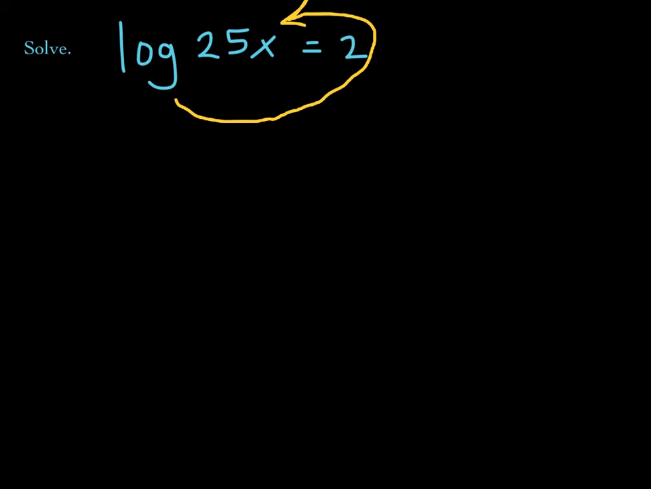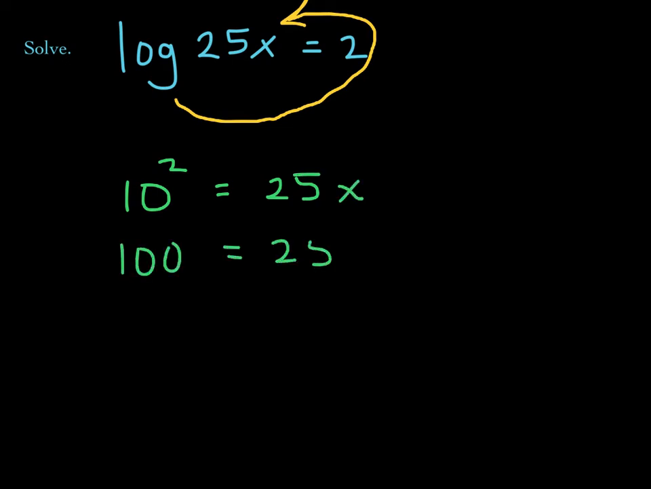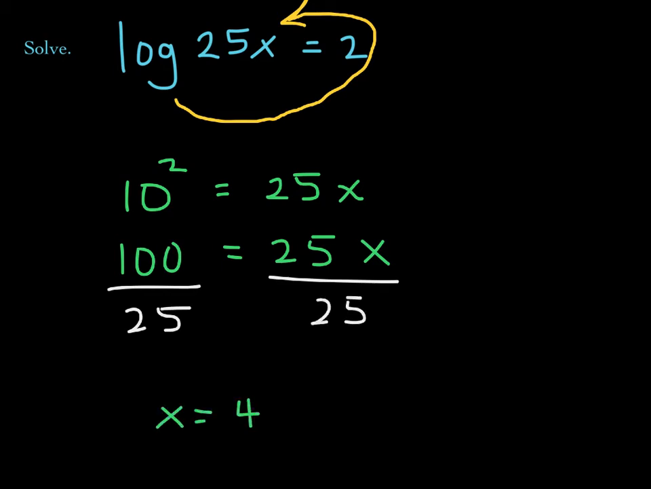So the equivalent exponential equation would be 10 squared is equal to 25x, or 100 is equal to 25x. So if we divide both sides by 25, we get our answer that x is equal to 4. And then you're done. That's it. This is the solution, x equal to 4.